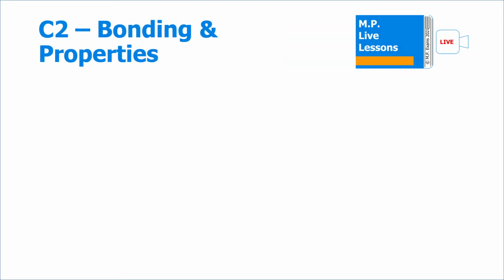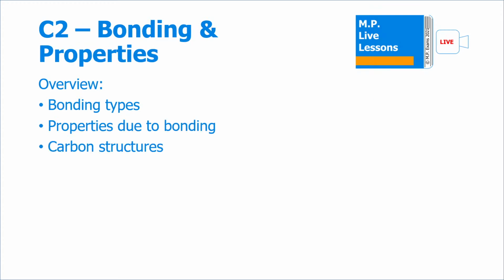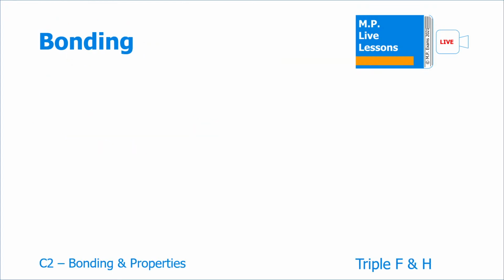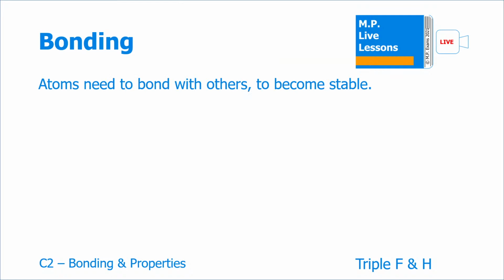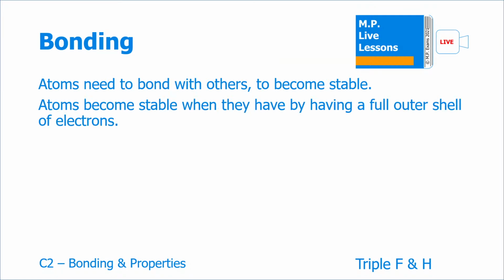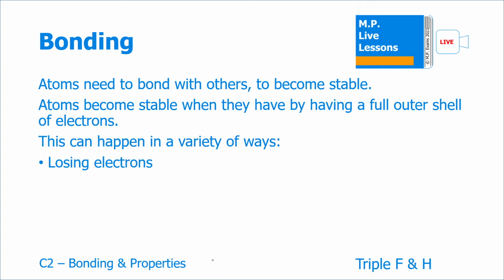That's Unit 1 done. Now we move on to Unit 2, bonding and properties, and we look at three things: bonding types, properties due to bonding, and carbon structures. First, we look at bonding itself. Atoms need to bond with others to become stable, as I've said previously, and they become stable when they have a full outer shell of electrons. And that can happen in a variety of ways. I've already said they can lose electrons or gain electrons, but sometimes they can share electrons.